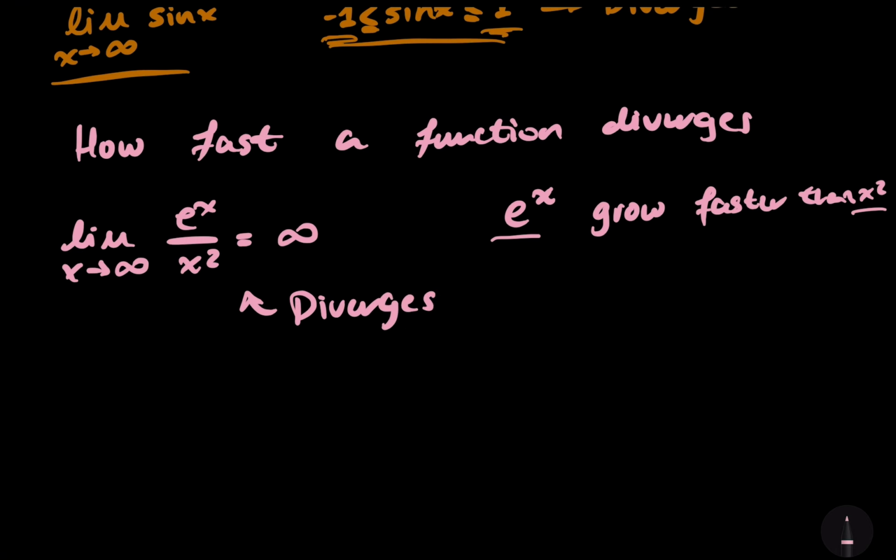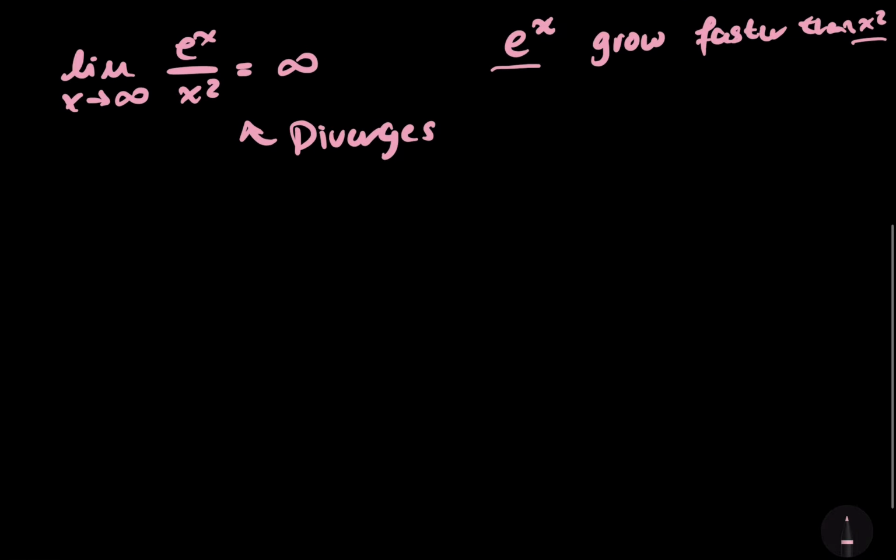And the reason it diverges is because even though we have the numerator and the denominator, they both diverge, so maybe we could say this is some sort of indeterminate form or something. One way to think about it is e to the x is going to diverge significantly quicker than x squared. And so this is one particular example of divergence.